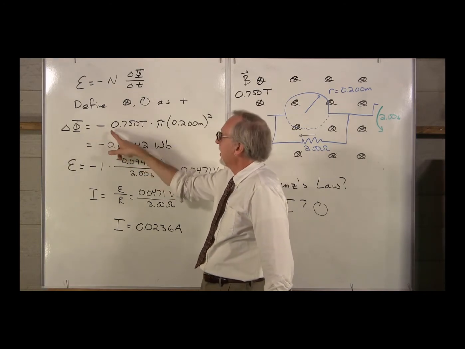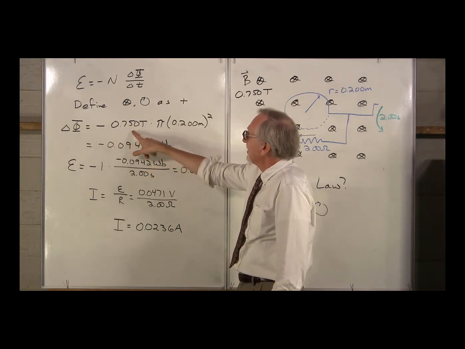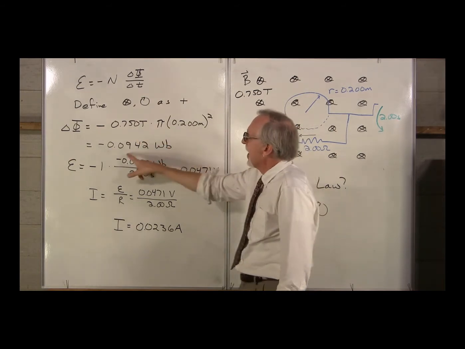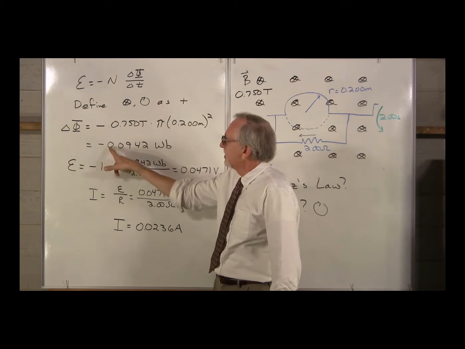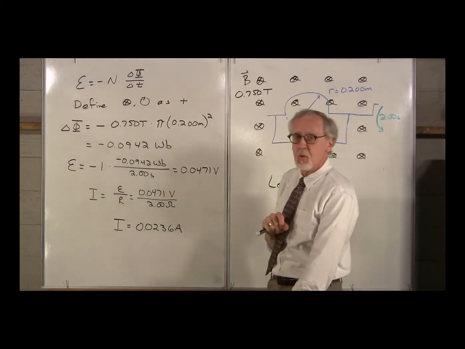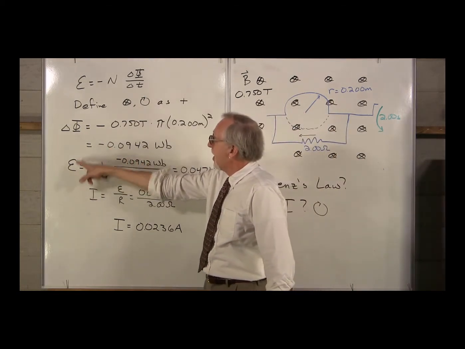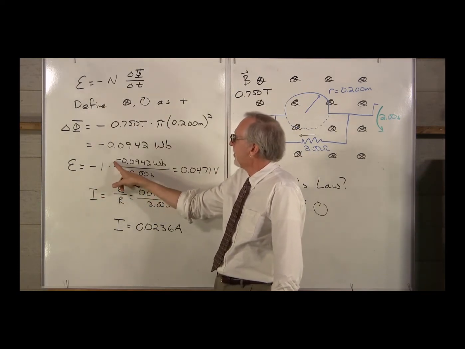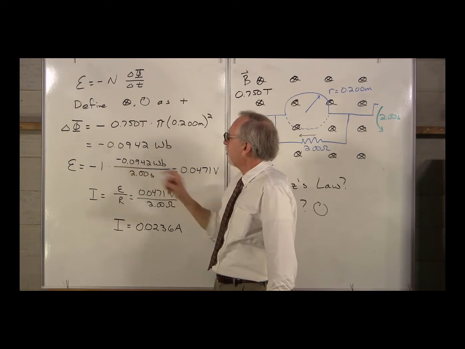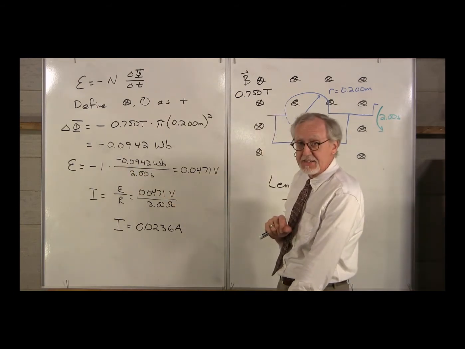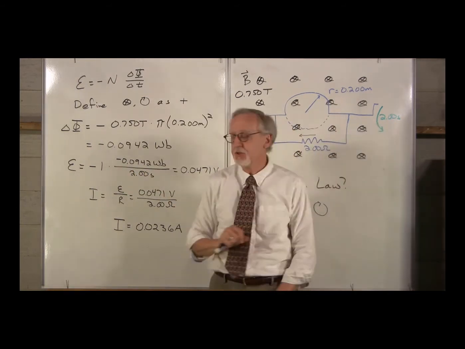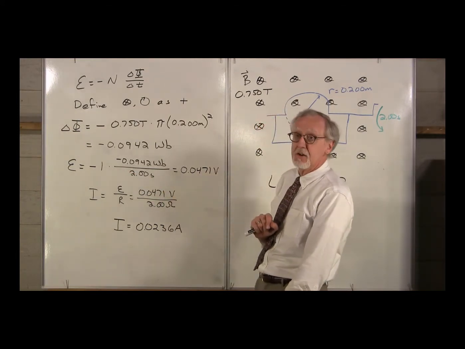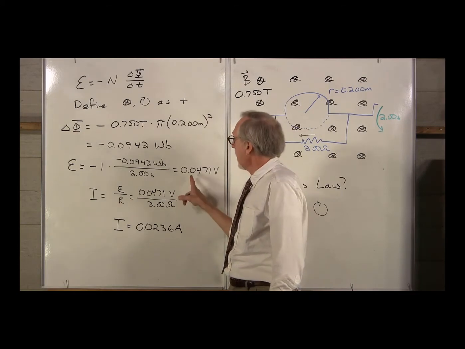So the change in the flux is negative 0.75 Tesla times pi times the radius squared, and that equals negative 0.0942 Weber. What is the EMF? It's negative. We've got one loop, so 1 times delta phi, which is negative 0.0942 Weber, divided by delta t. The time interval is 2 seconds. Divide that out, we get positive 0.0471 volts.